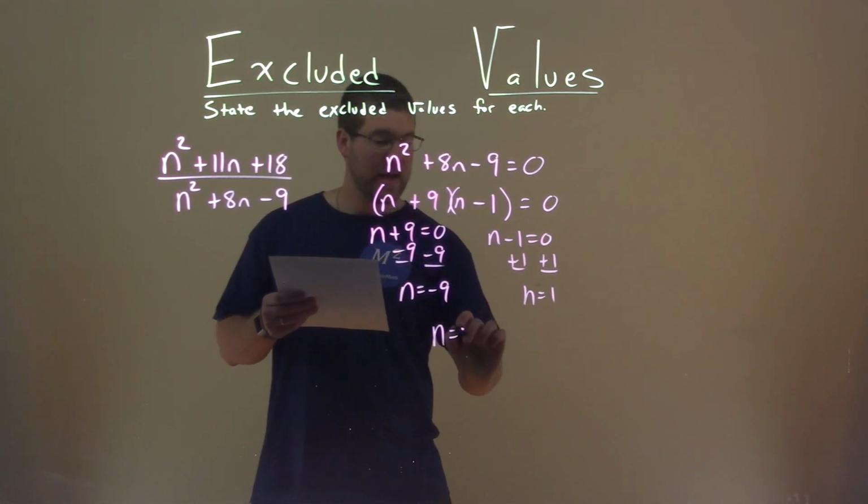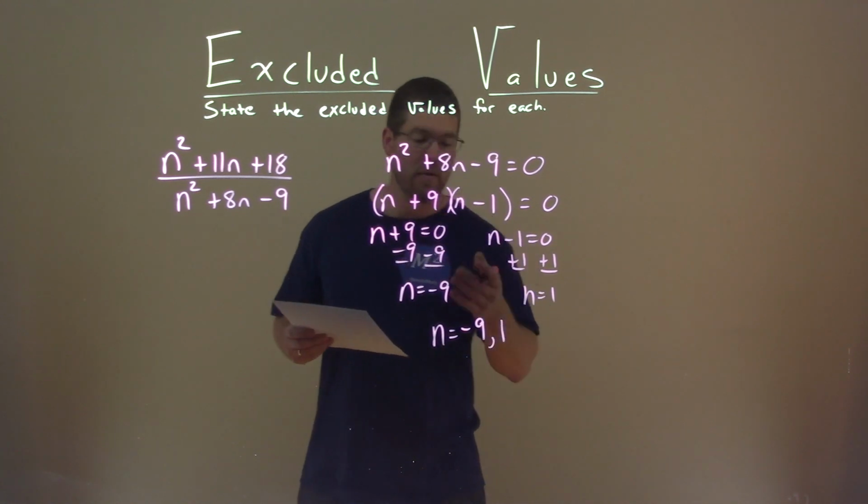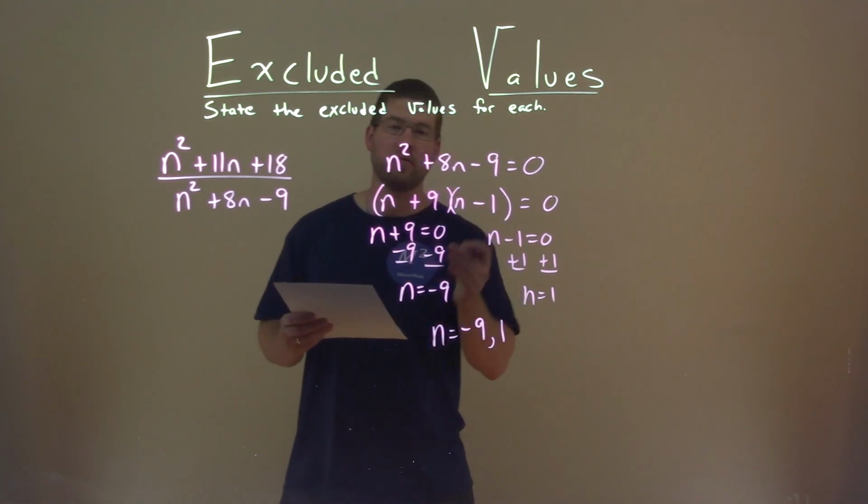So n equals negative 9 and a positive 1, and those two are our excluded values.